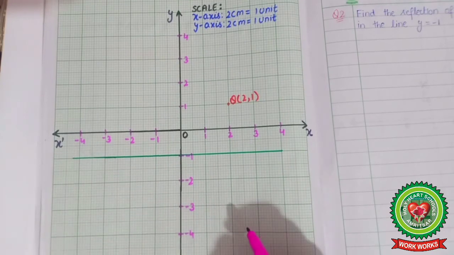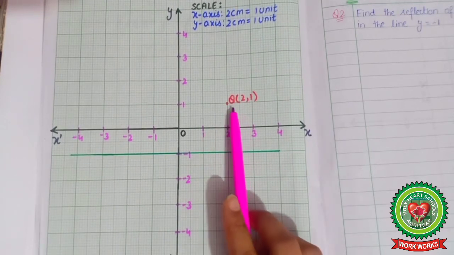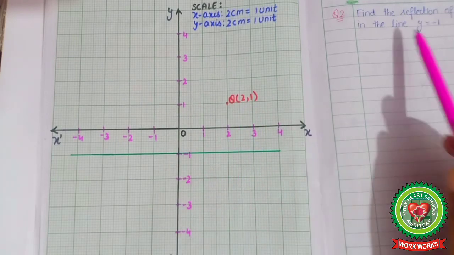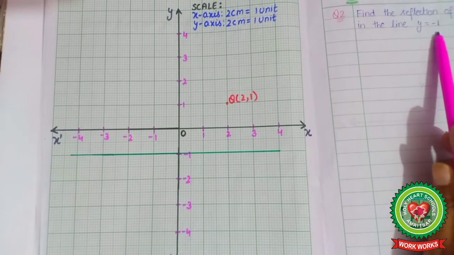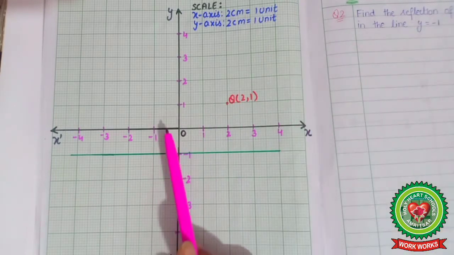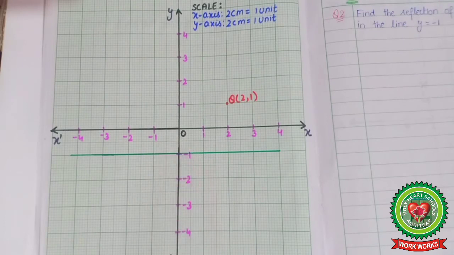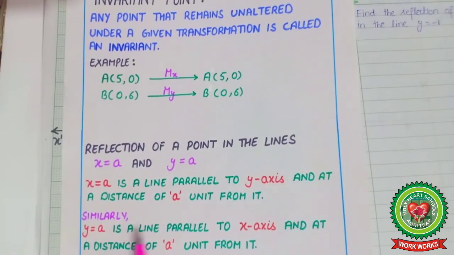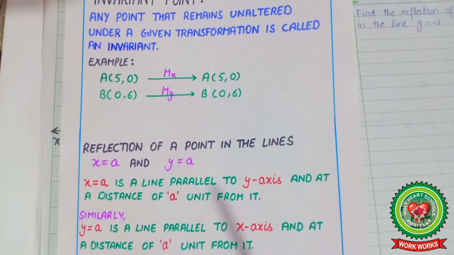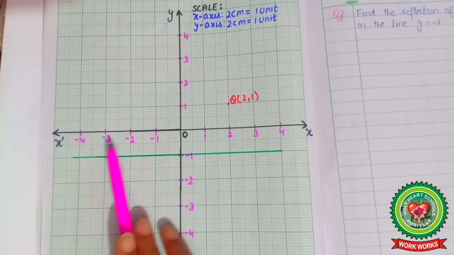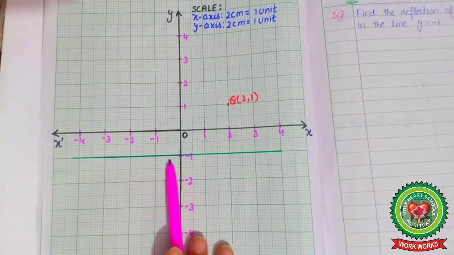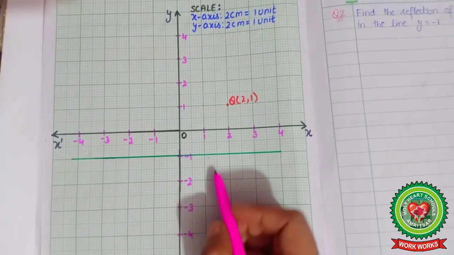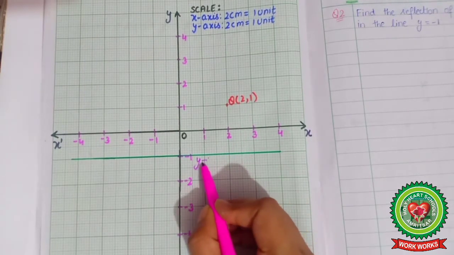According to this question, the point given to us is Q (2, 1). We have to find the reflection in the line y equals -1. First of all, on the y-axis -1 is there, and as we have already discussed, y equals a is a line parallel to the x-axis. We have to draw a parallel line to the x-axis at y equals -1. Now Q point is (2, 1), and we have to do the reflection in y equals -1.